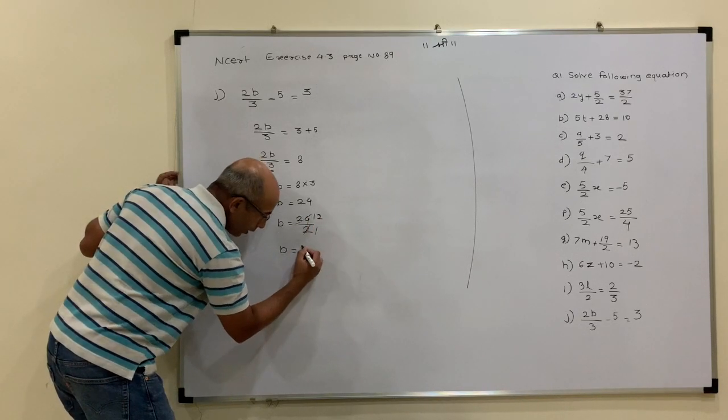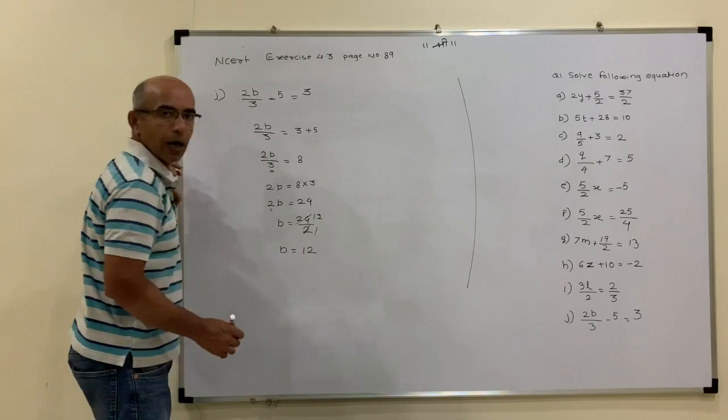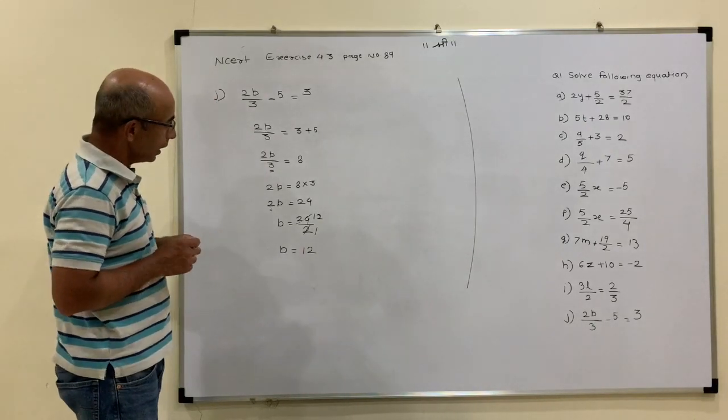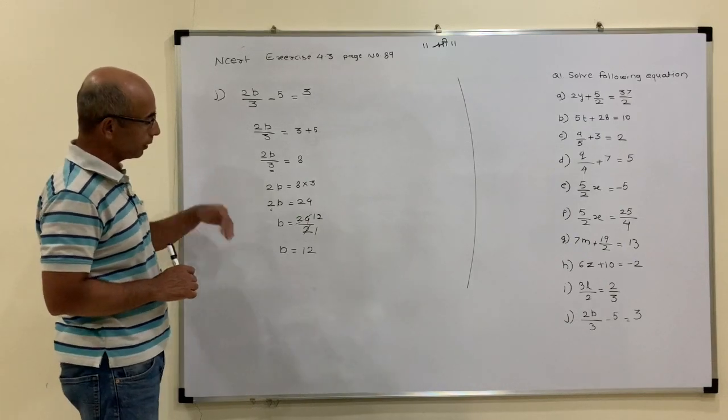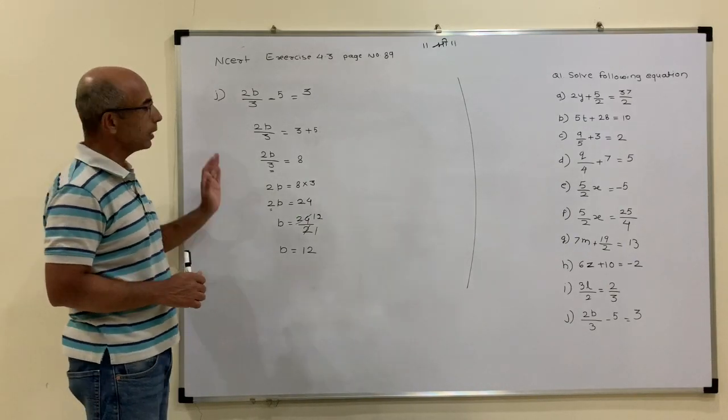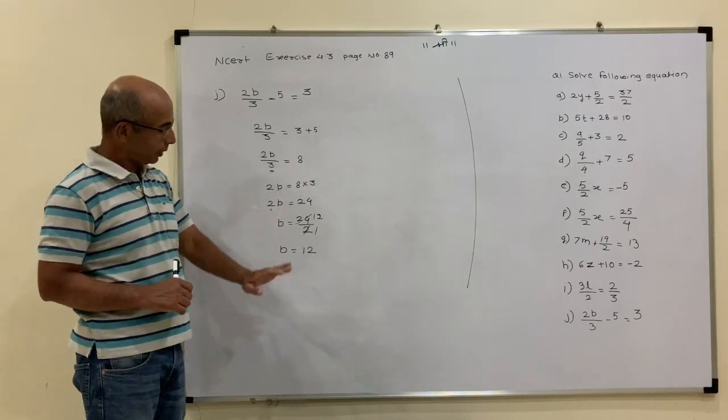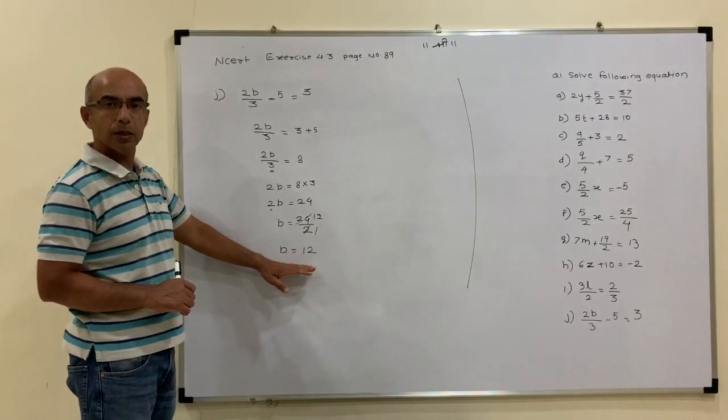I reiterate, and again mention, I am considering that you know all tables very well and you should have tables memorized till 30. So now my value of b is 12.